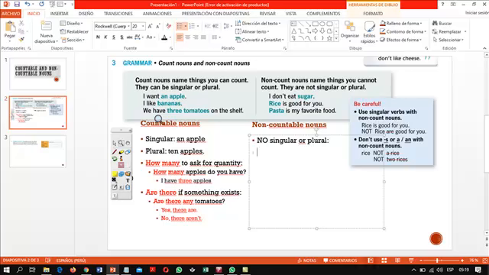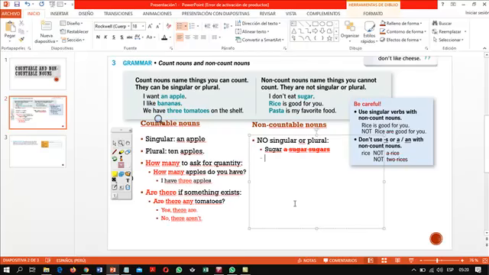For example, you say sugar, right? You don't say a sugar, and of course you don't say sugars, okay? You cannot say that because you cannot count them, okay?